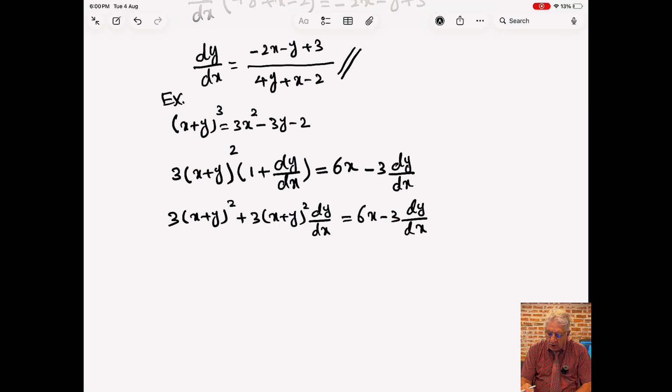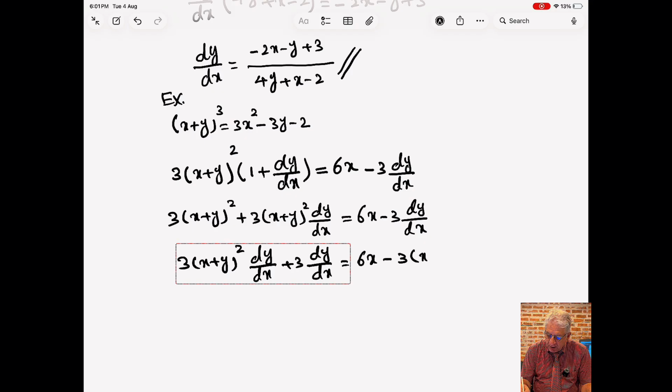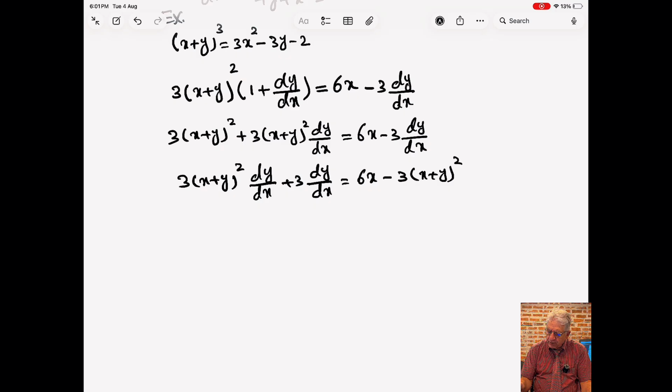Okay, I can bring all the terms with dy by dx to the left hand side and the other terms to the right hand side. Therefore, I am having (3(x + y)^2) dy/dx + 3 dy/dx = 6x - 3(x + y)^2. You can see that all the terms are multiples of 3, therefore we can divide everything by 3, and then this will cancel off. Therefore we are having something like that.